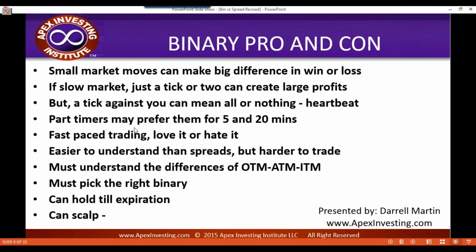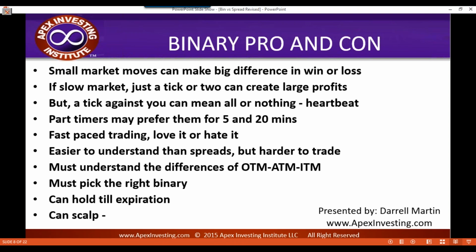Now, binaries can be traded in slower markets and in faster markets. Sometimes part-timers really prefer binaries because Nadex does offer some 5-minute binaries and some 20-minute binaries, and they may not have a whole lot of time to trade. Some people like that racing heartbeat, that fast-paced trading, one after the other every 5 or 20 minutes. You either love it or hate it. Maybe it's for you, maybe it's not.